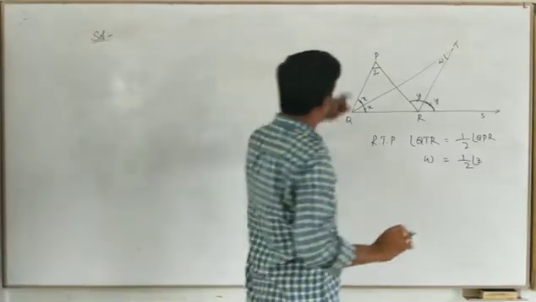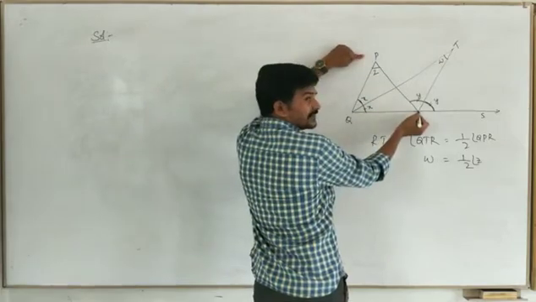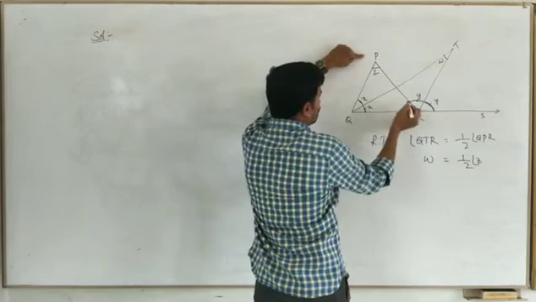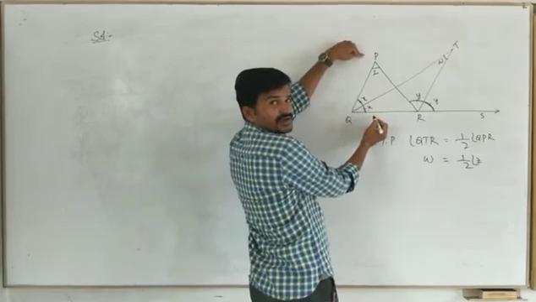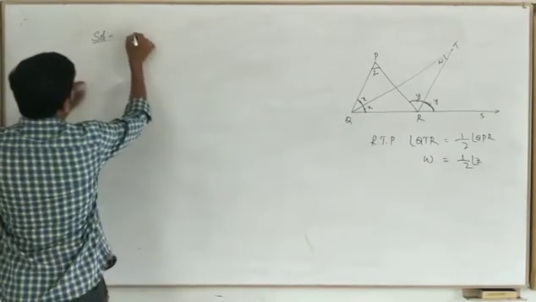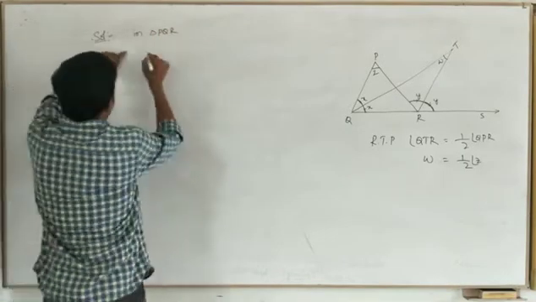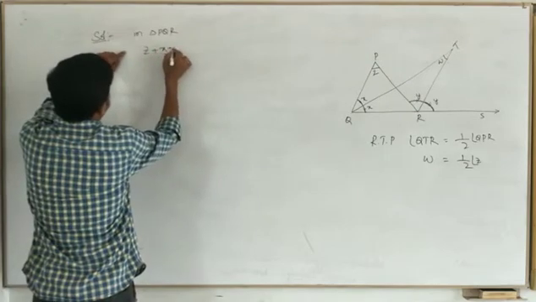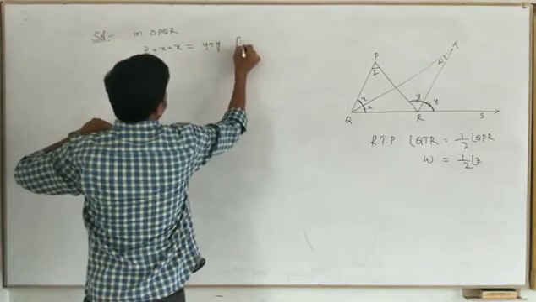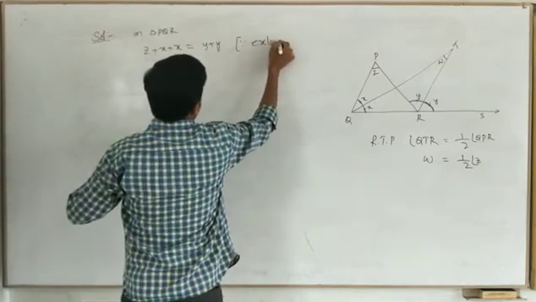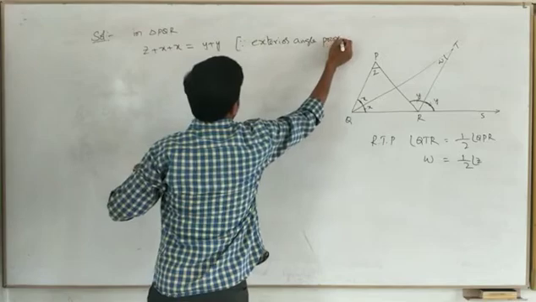Look here. First of all, in triangle PQR, this angle is equal to the sum of this and this, or not? Yes, sir. Are you clear? So I am writing that. In triangle PQR, Z plus X is equal to Y plus Y. Why? Since exterior angle property.